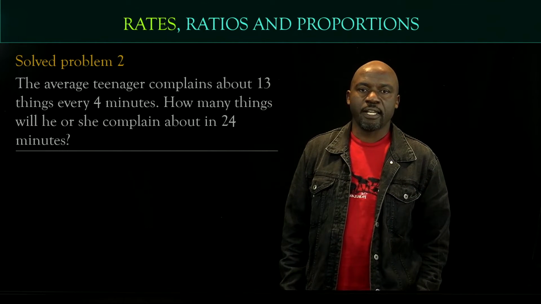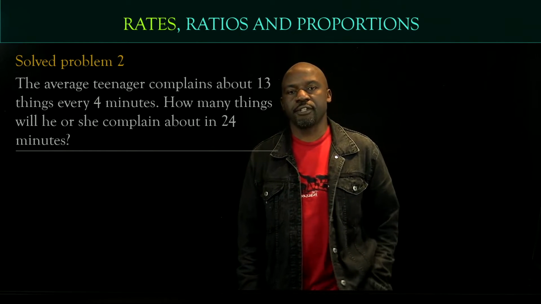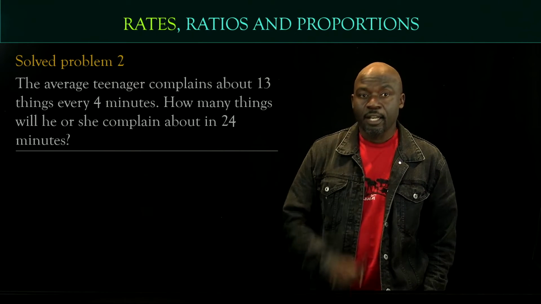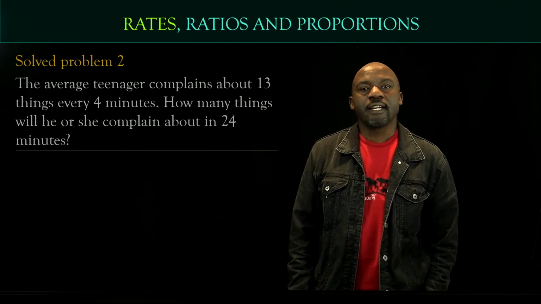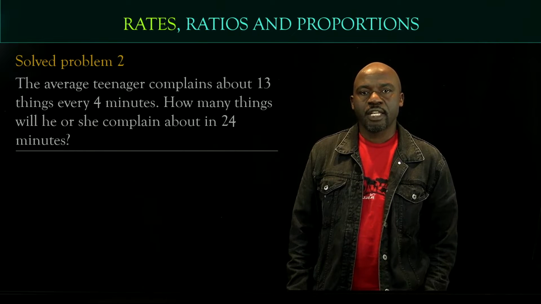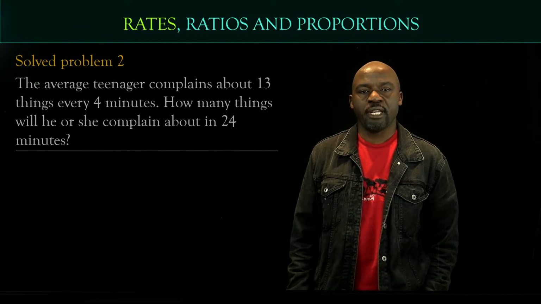complains about 13 things every 4 minutes. And this is on average. So there are those who complain more times per minute, and there are those who complain less, but the average is 13 different things every 4 minutes. How many things will he or she complain about in 24 minutes?